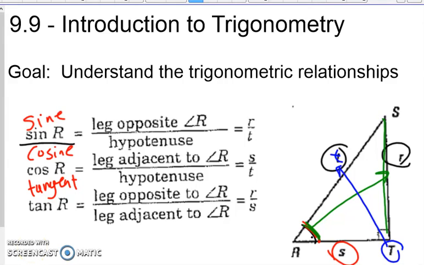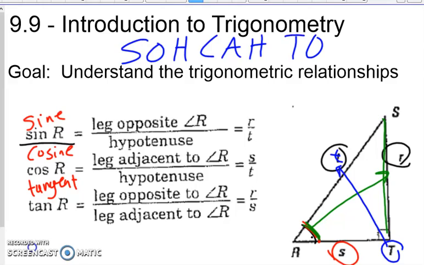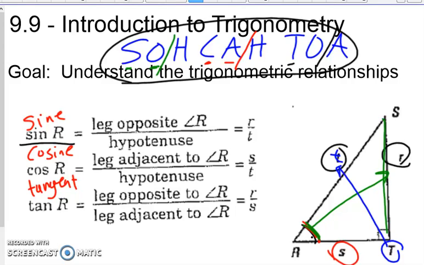And finally, if you want a quick way to remember what ratios sine, cosine, and tangent are, there is the acronym SOHCAHTOA, which tells you that if you are dealing with the sine of an angle, you look at the opposite leg divided by the hypotenuse. If you are trying to find the cosine of an angle, you look at the adjacent side divided by the hypotenuse. And if you are talking about the tangent of an angle, that means the opposite leg divided by the adjacent leg. So if you remember SOHCAHTOA, remembering which one's which is a lot easier.